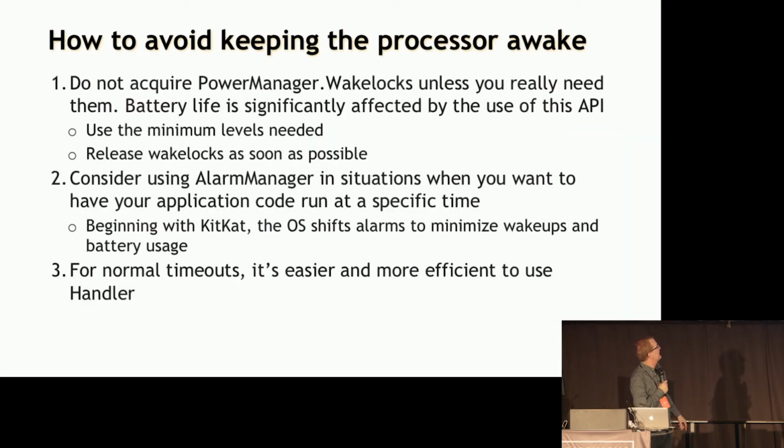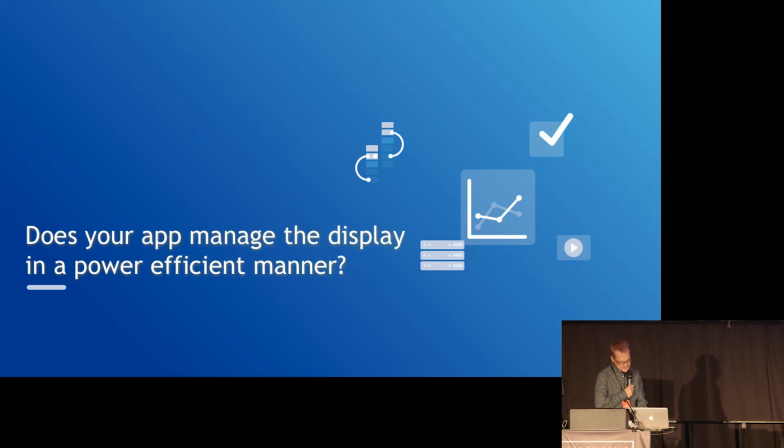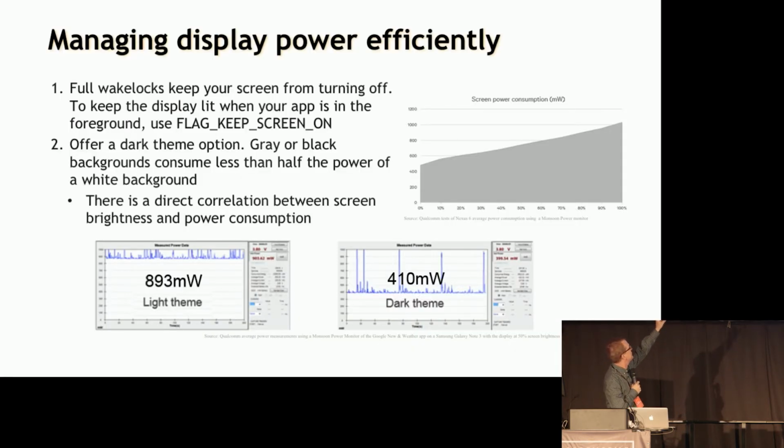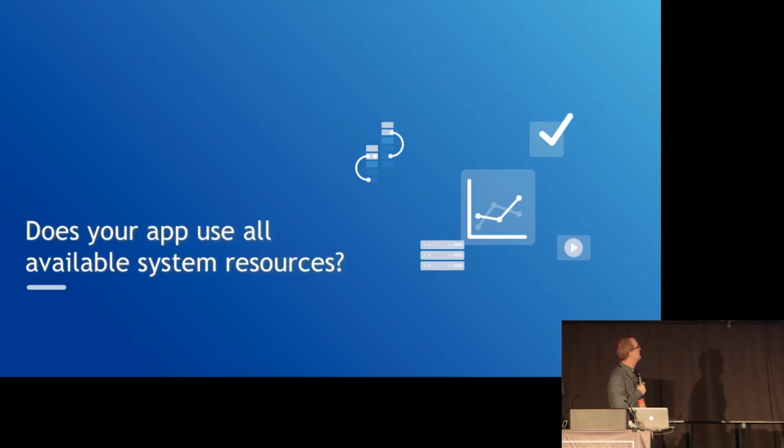Don't acquire Power Manager wake locks unless you really need them. Use minimum levels, release them as soon as possible. Consider using Alarm Manager in situations where you want to have your app run code at a specific time. Android's made this a lot easier than it used to be. In terms of using the display in an efficient manner, full wake locks, obviously you don't want to use those. If you use the flag keep screen on, that's better. I found that dark themes consume half the power of light themes. So something to be aware of. It's nice to give users a choice, especially if they want to maximize their power.